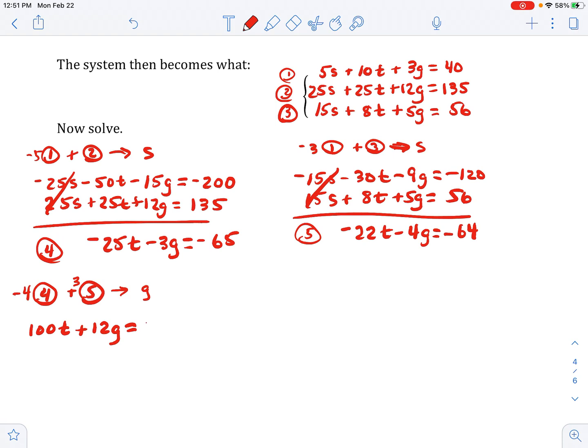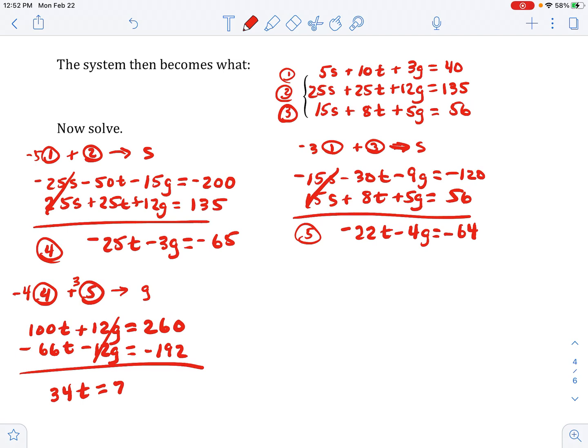And I'm going to go ahead and eliminate the g's by multiplying equation 5 by 3. So I get negative 66t minus 12g equals, and this is going to be negative 180 and 12, 192, right? So g's will eliminate, and I get 34t equals, what's 260 minus 92? 78? Is that right? 68. Apologize, 68. All right, 68.